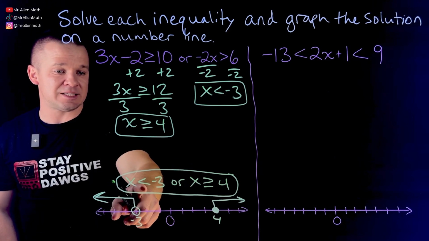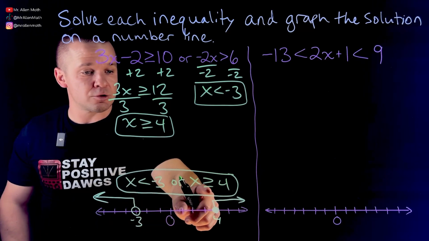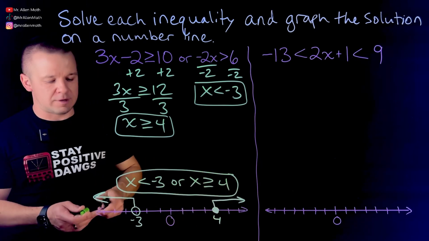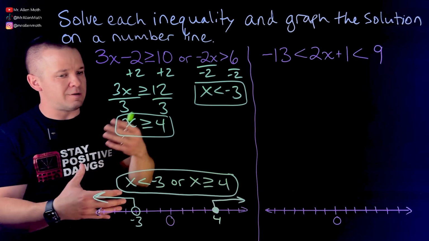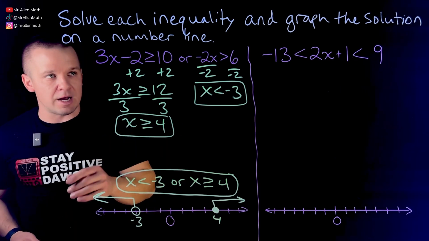This is x is less than negative 3. This is x is greater than positive 4, okay? I know it's a challenge to remember what direction these things go. It does take some practice and just reminding yourself as you do it, okay?